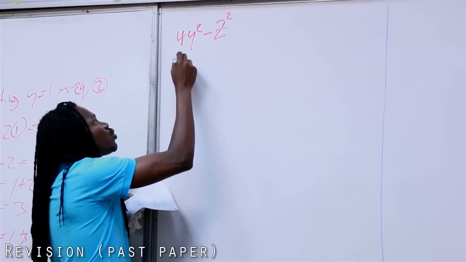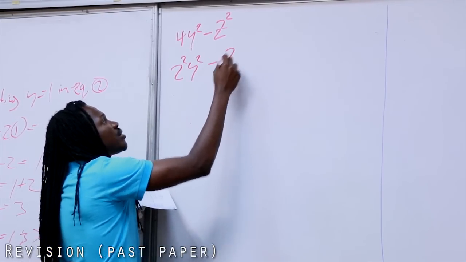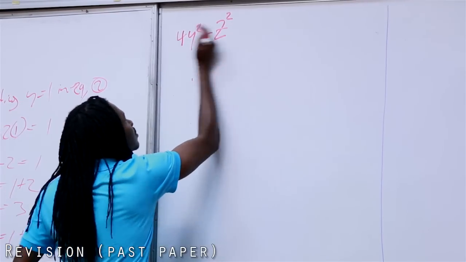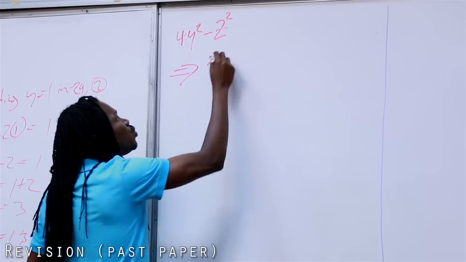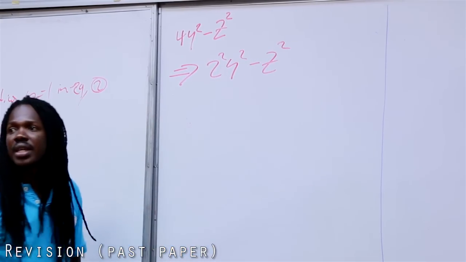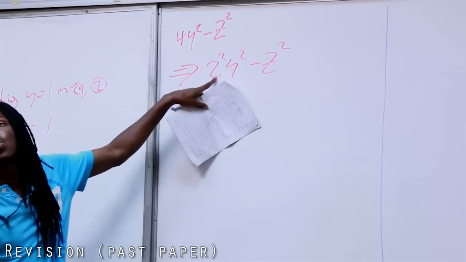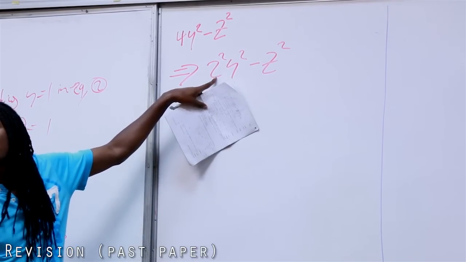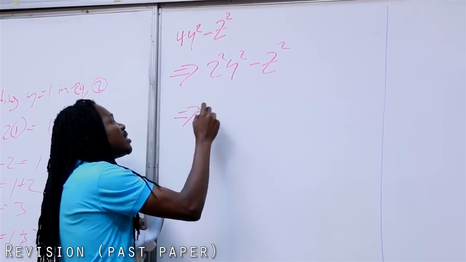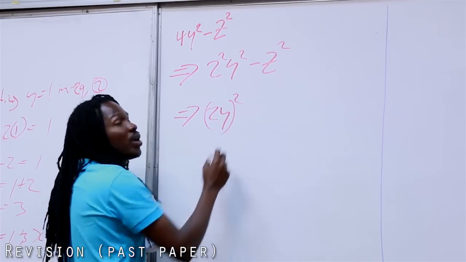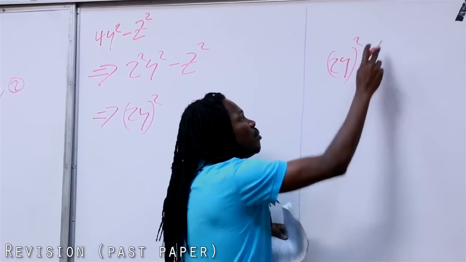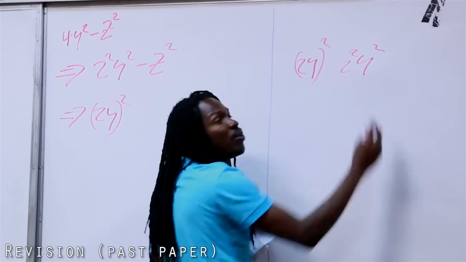4y squared is equal to 2 squared y squared minus z squared. This implies 2 squared y squared minus z squared. See that? Because 4 is 2 squared. Not true? So that means that anytime you have 2 squared y squared, it implies (2y) all squared. How do we know? Because (2y) all squared means that you have to square the 2 and square the y.